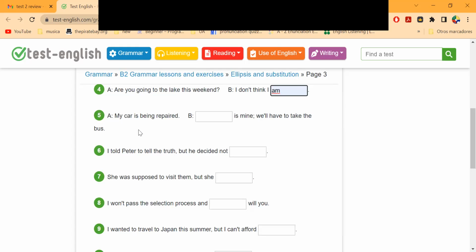Let's go on. My car is being repaired. It's mine. We'll have to take the bus. El mío también, ¿no es cierto? So, ¿cómo dice eso acá? So is mine. Yes. Excellent. I told Peter to tell the truth, but he decided not.